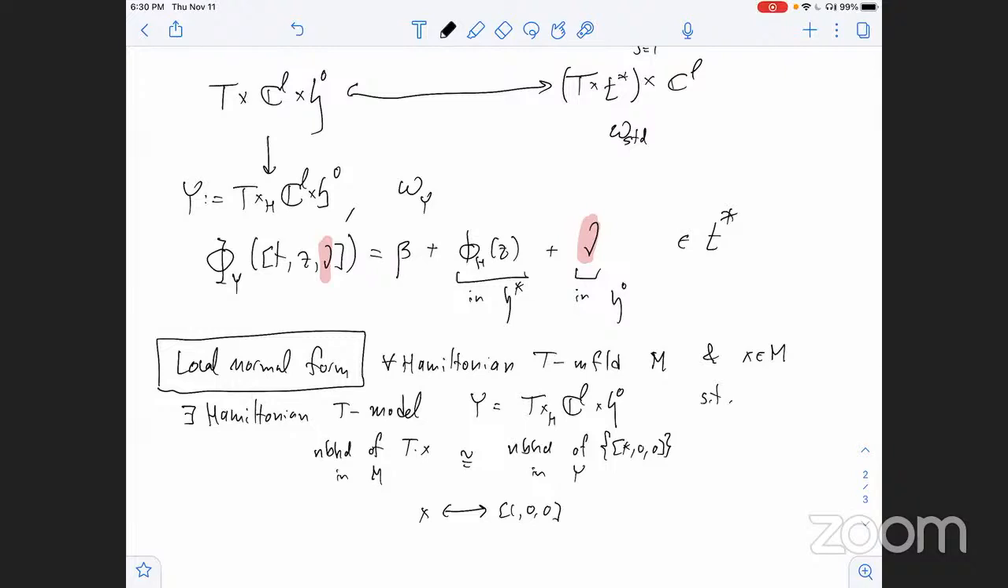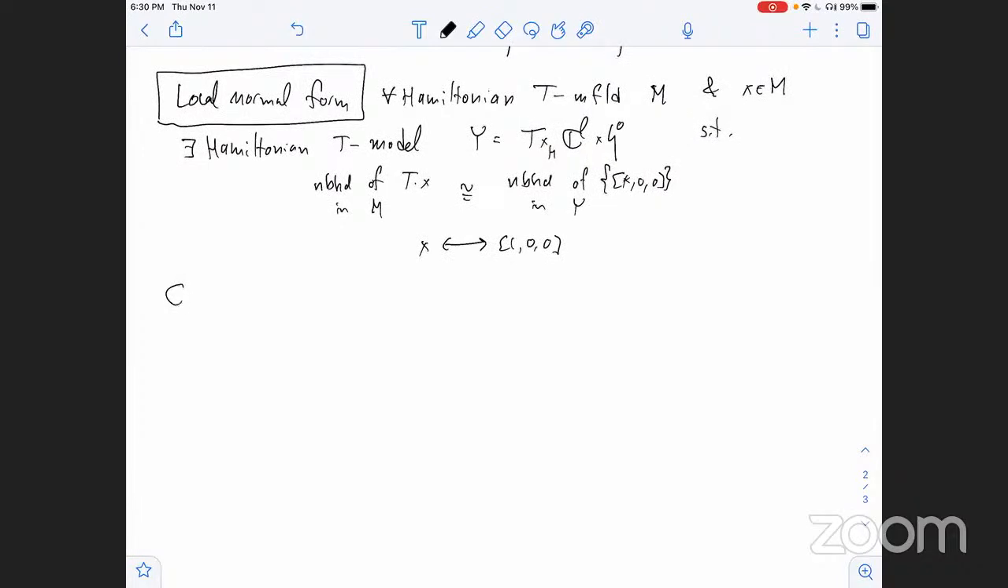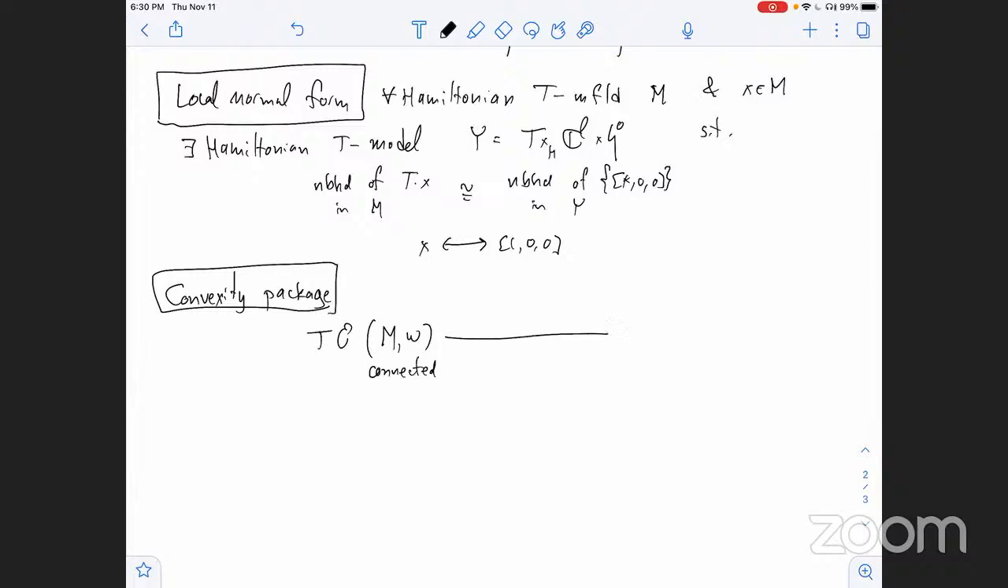One important fact about the global structure of these guys, a global topology fact, is a very useful so-called convexity package. And again, so far this is arbitrary Hamiltonian T-manifolds, no dimension assumption, no complexity assumption for those who know the meaning of the word. What does the convexity package tell us? You take a connected Hamiltonian T-manifold with a proper momentum map. For example, you can take M to be compact. Then the momentum image is a convex polyhedral set in the vector space T star.